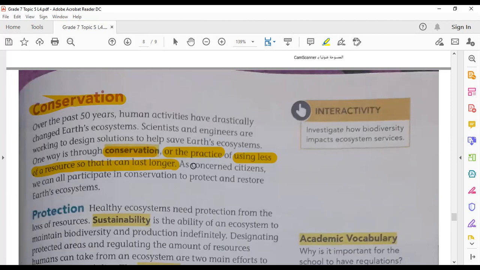Can we practice conservation, or are we involved in conservation? Yes, you and I are concerned citizens. We can all practice conservation to protect and restore Earth's ecosystems. Countries and all people are involved in conservation.